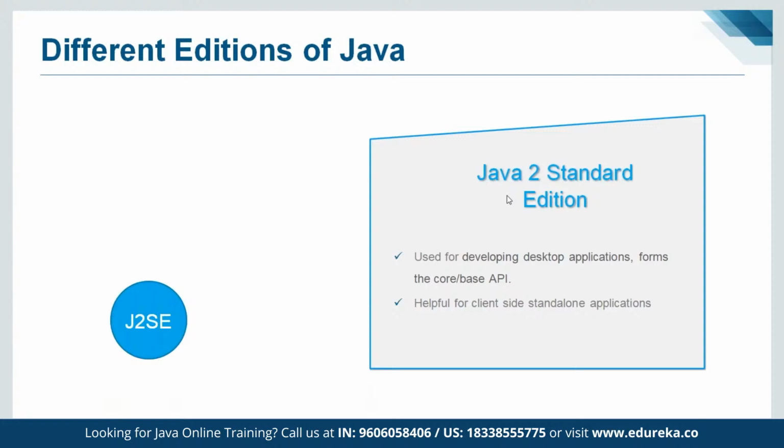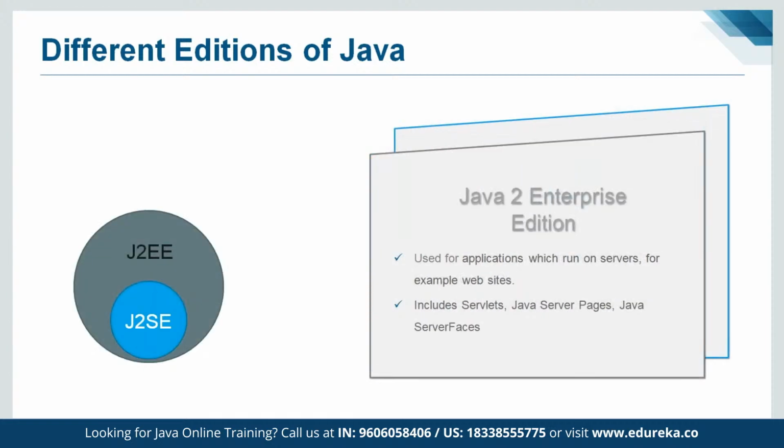The second platform that we have is called J2EE. It is used for developing a server-based application, and it is used for developing web applications, which in Java includes servlets, JSP, JSF, Java Server Faces, all those things. So this is enterprise. So what is an enterprise application? A web-based application or a client-server application.